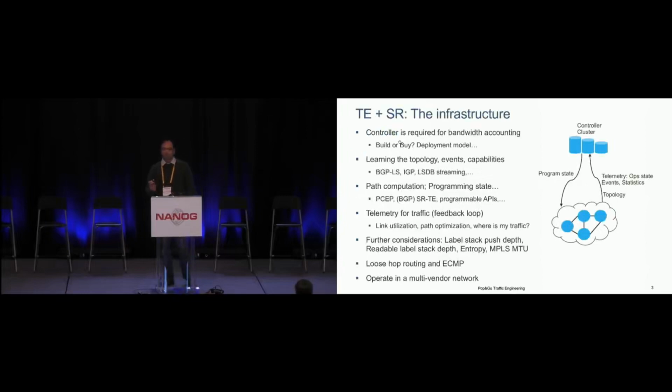So we start off by looking at what it means to do TE, what is the infrastructure that one needs to do traffic engineering in an SR deployment, right? At first you need a controller. Some form of a controller is necessary to handle bandwidth usage of the network. You could either build your own controller, or buy a controller from different vendors, and you have to come up with your own deployment model: cluster of controllers, availability, all that stuff.